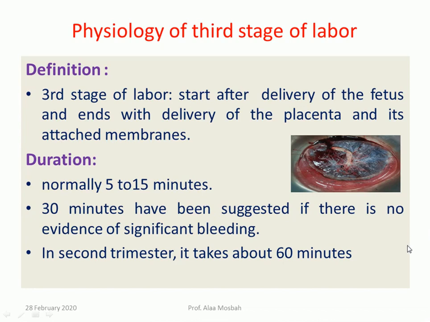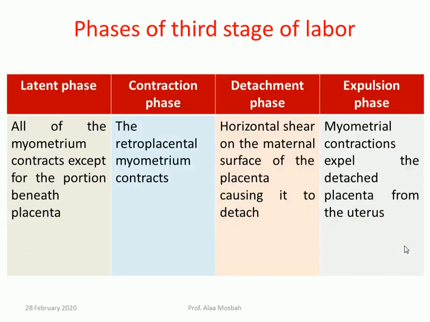However, in the second trimester, it may take a longer time to be delivered, maybe reaching up to 60 minutes, while more than 30 minutes in the third trimester for delivery of the placenta is called retained placenta. What are the phases of the third stage of labor? Latent phase, contraction phase, detachment phase, and expulsion phase.